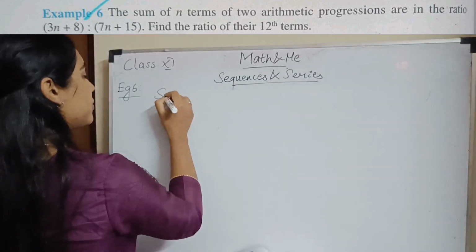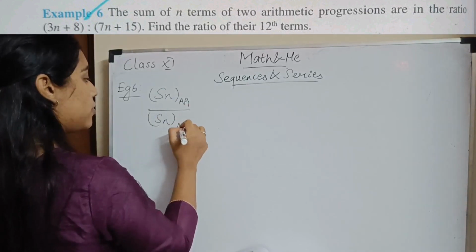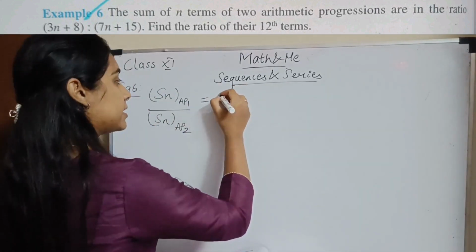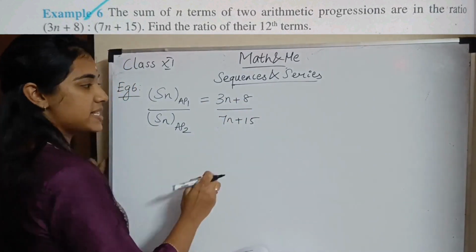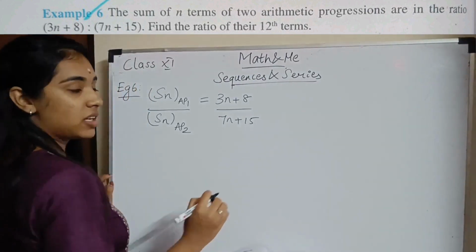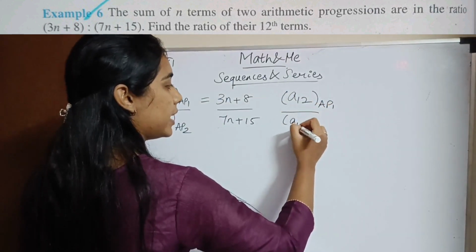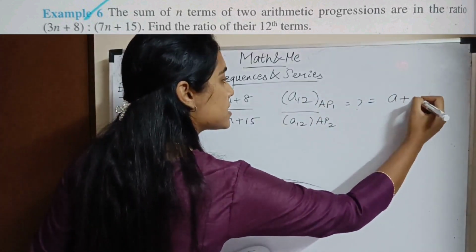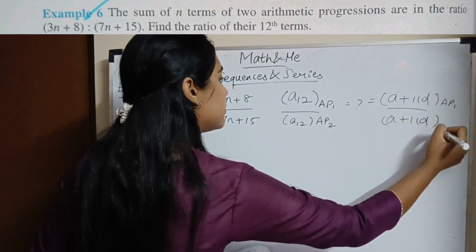Example 6. The sum of n terms of AP1 to the sum of n terms of AP2 are given in the ratio (3n plus 8) divided by (7n plus 15). Basically your number of terms is the same. You are asked to find the ratio of their 12th terms, A12 of AP1 to A12 of AP2, which is nothing but (A plus 11D) divided by (A plus 11D), the first of AP1 and the second of AP2.